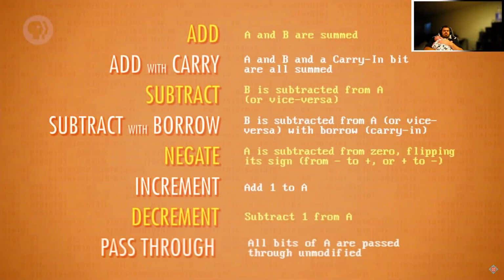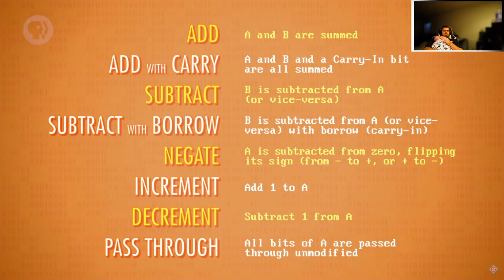The ALU's arithmetic unit also has circuits for other math operations, and in general, these 8 operations are always supported.